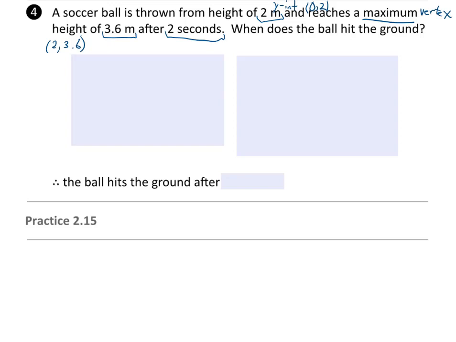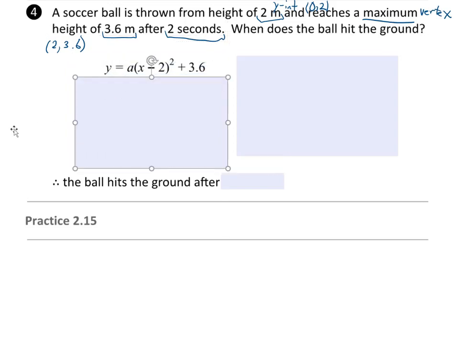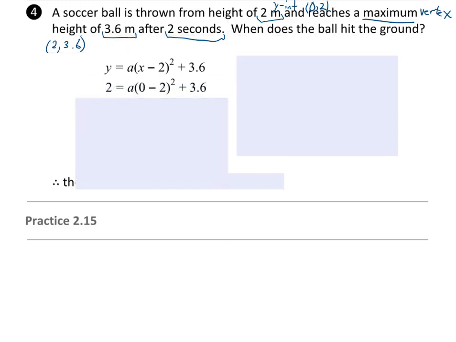Okay, let's get started. First, we're going to start with our vertex form. Y is going to equal a times x minus 2, because it's got to be the opposite sign of the x value of the vertex right here. And then bracket squared plus 3.6. Perfect, exactly what I said. Now, we're going to sub in the y-intercept, which is 0, 2. So we're going to sub in 0 for x and 2 for y. And now we just solve for a.